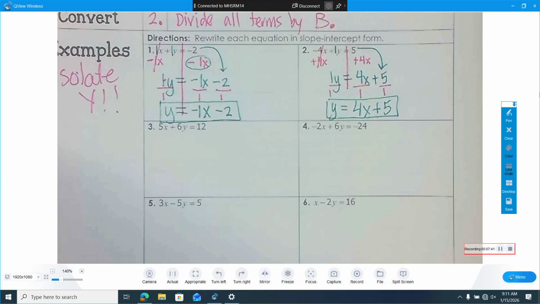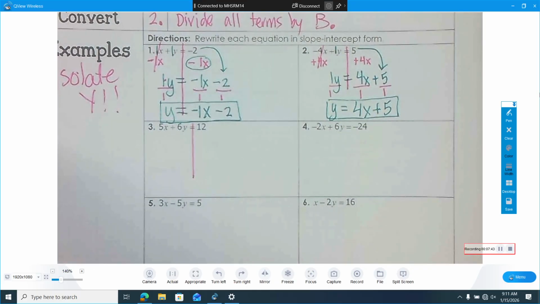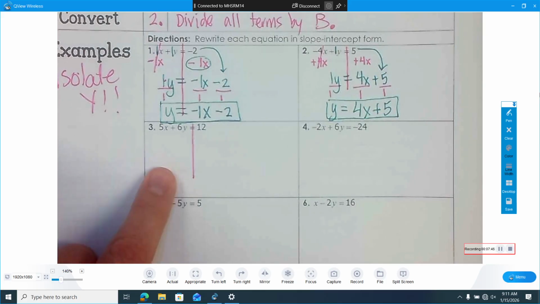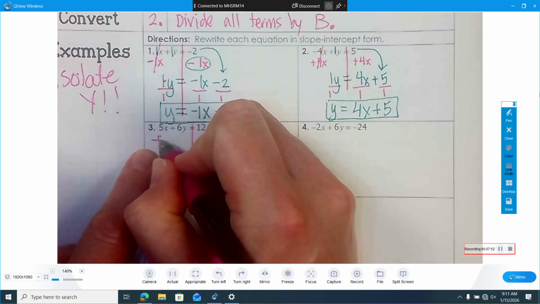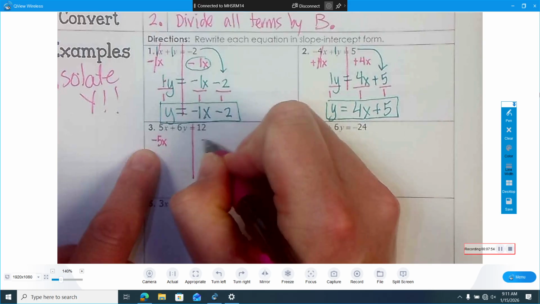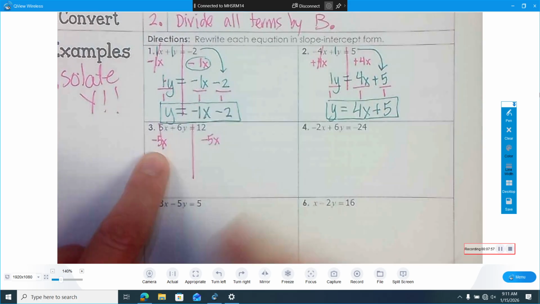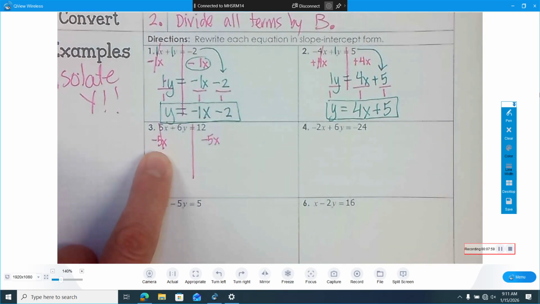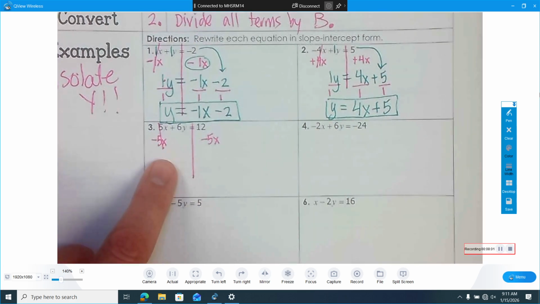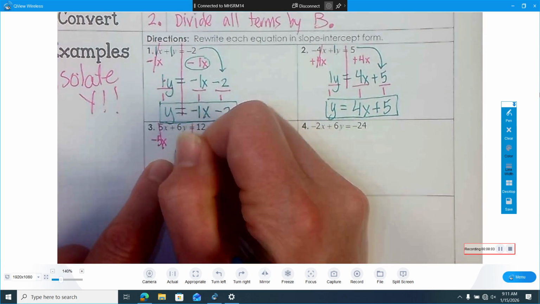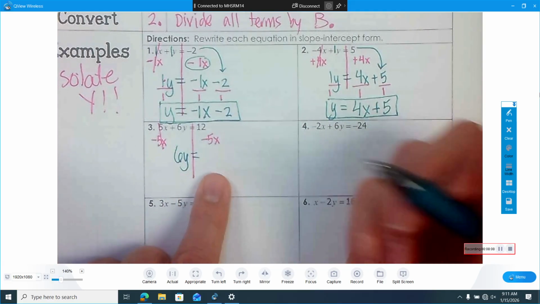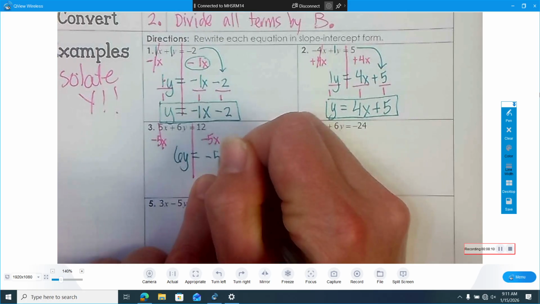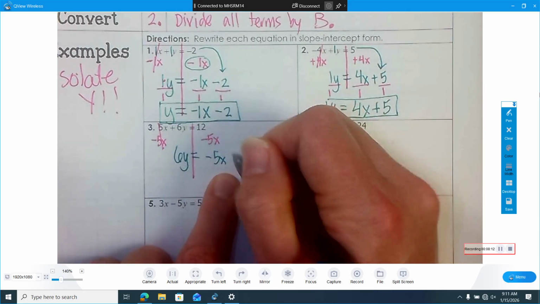All right, number 3. I have a wall here. My job is to isolate the y. What am I going to get rid of? 5x. How do I move the 5x? Subtract. Very good. It's a positive 5x. To move it to the opposite side, we have to do the opposite. So negative 5x on the other side. All right. That gives me the remaining 6y is equal to, what should I write on my right-hand side now? Negative 5x and positive 12.